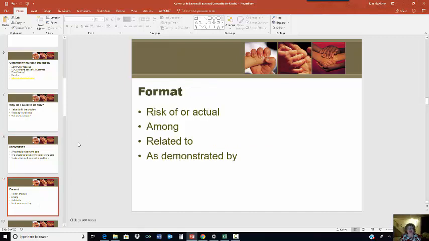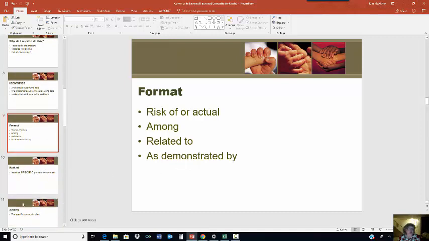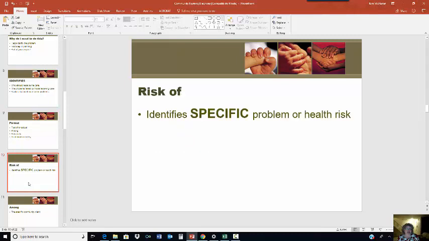And so our format is going to be risk of something, or actual. So it could be risk of diabetes or risk of other issues. Anyway, it's going to be among, that's going to be the population that we're working on, and then related to, what's the reason why this is happening? And then it's as demonstrated by, or as evidenced by. So what is our data? What did we find out in our assessment that tells us this?